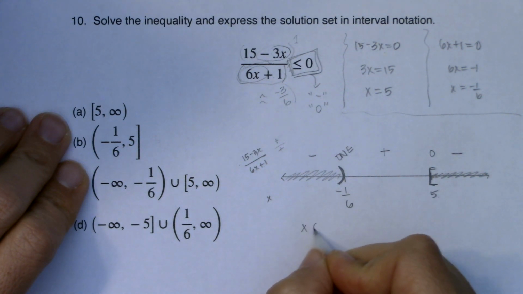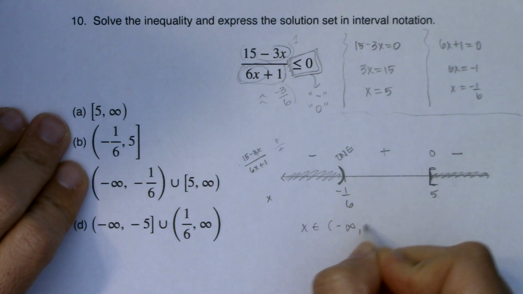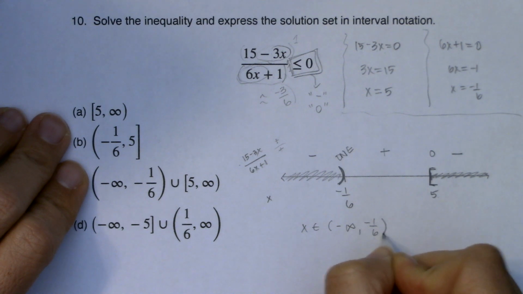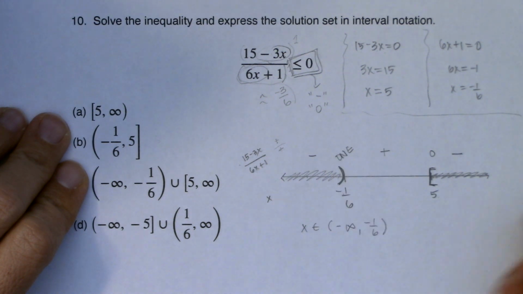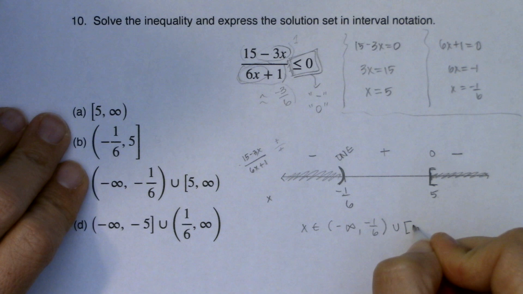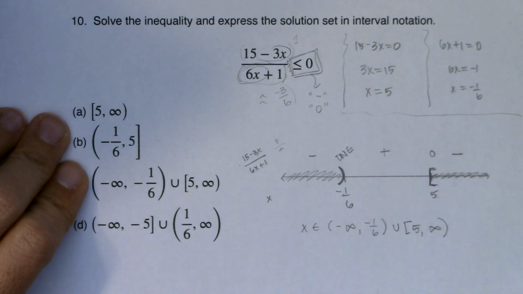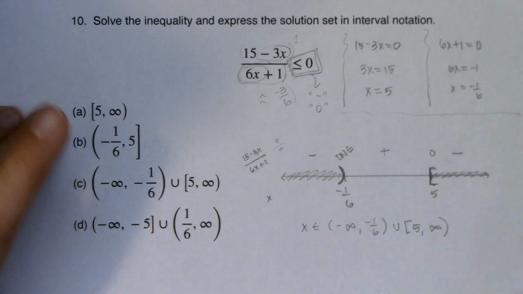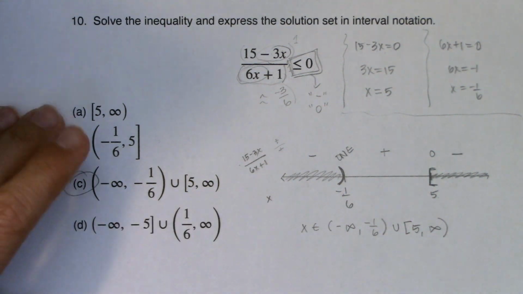So when I start to look at my answer, it's going to go from negative infinity to negative 1/6 in parentheses, because negative 1/6 is the DNE. 5 exists, so I'm going to include it. And then we go from 5 to infinity. So that's going to get me to C as my answer.